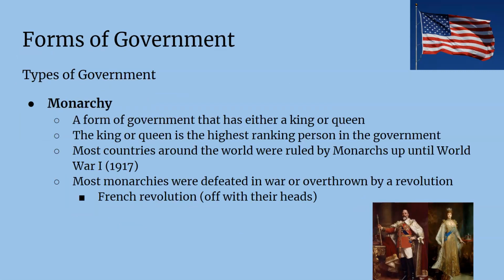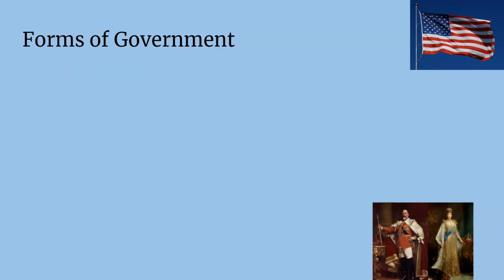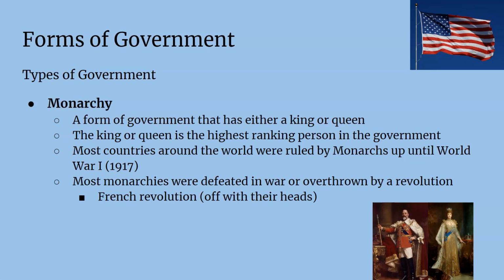All right, so some forms of government. We have monarchies, a form of government where you have either a king or a queen. The king or queen is the highest ranking person in a monarchy. They pretty much rule and have the final say, at least they used to. Monarchies have pretty much ended throughout the world. There are very few left, especially after World War One, where there was a bunch of kings and queens, and after the war, that kind of all dissolved.